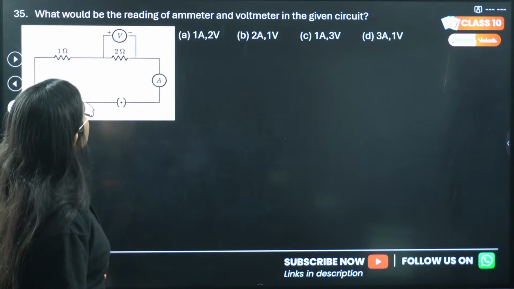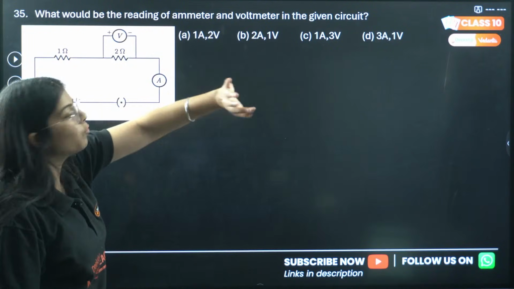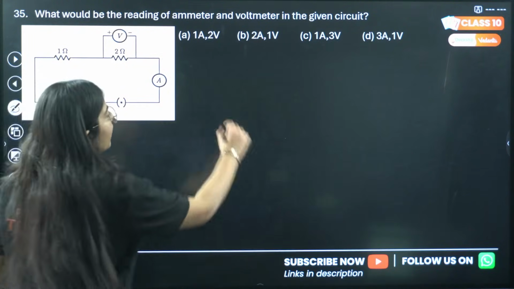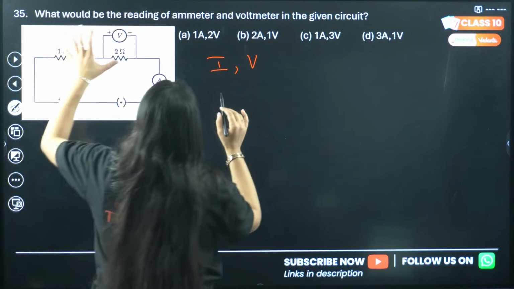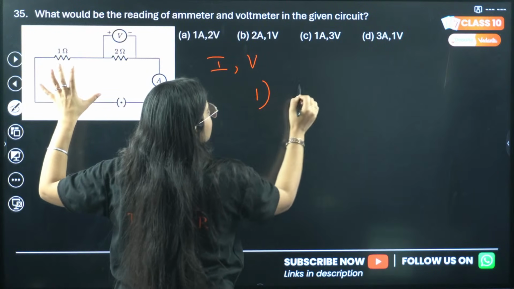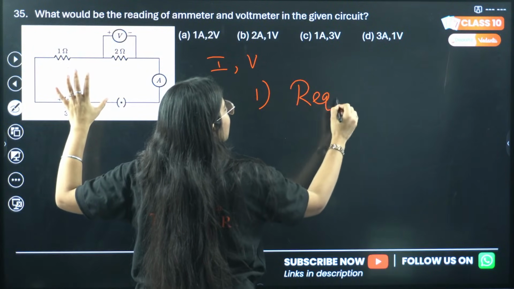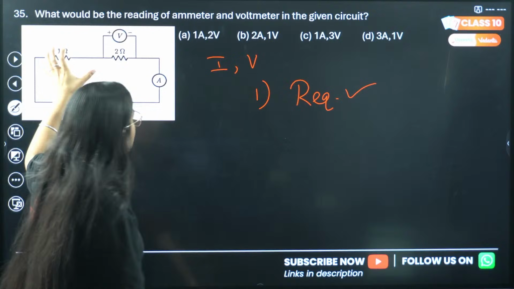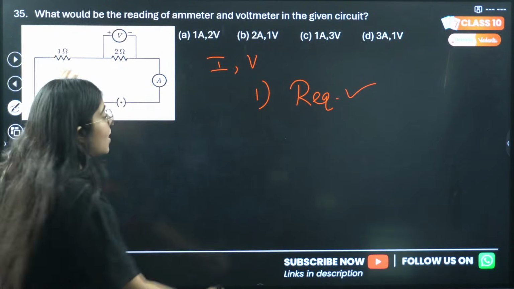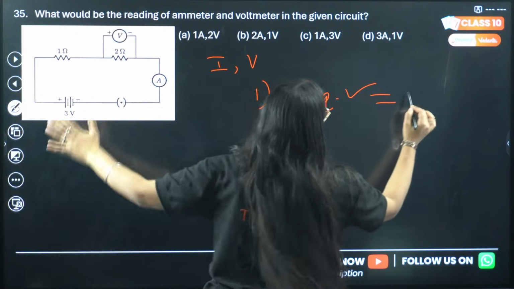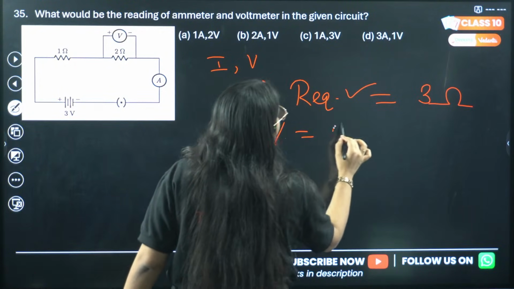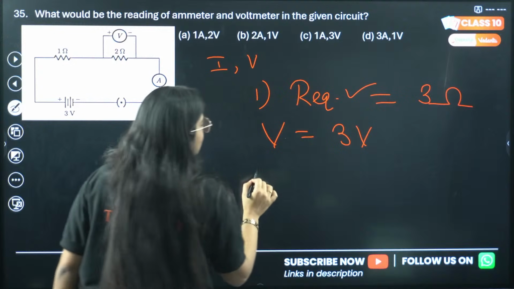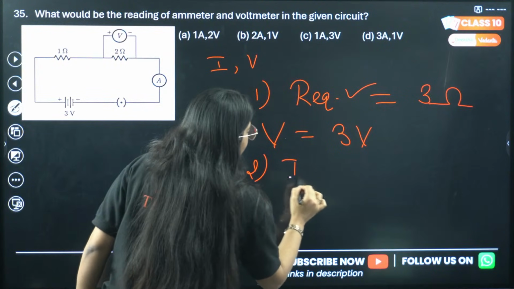Okay, let's see. We need to see the ammeter and voltmeter reading. That means we have to find the current as well as the voltage, correct? So in this whole circuit, the first step I've told you is to always calculate R equivalent. Now these two resistors are in series. So R equivalent will be what? 1 plus 2, 3 ohm. Now I have a voltage as well, which is 3 volt. Then the second step is to calculate current, correct?